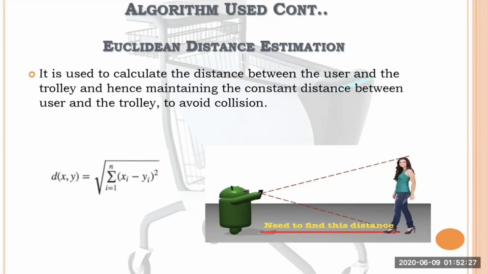So this algorithm calculates the distance from that cardboard to the camera, and we have fixed the distance to 1 meter. This will be calculated for every image taken from the camera. Once the object is out of 1 meter distance, the trolley moves forward until the distance becomes 1 meter, and it stops at the distance of 1 meter, avoiding any collision. This is how the distance estimation works in our project.